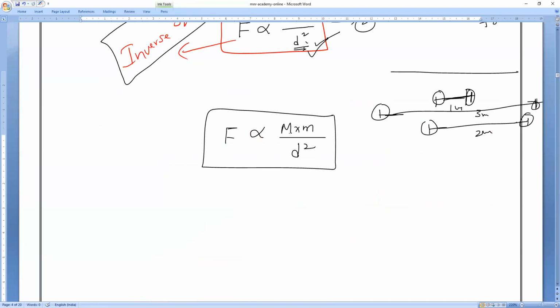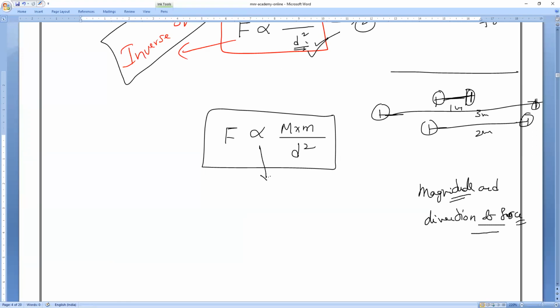The magnitude and direction of gravity is known as Newton's law of gravitation, sir. Newton's law of gravitation will help us to find the magnitude and direction of the force of attraction, both. How much force and in what direction it is acting. That is the universal law of gravitation. It will help us to find the magnitude as well as the direction of force.